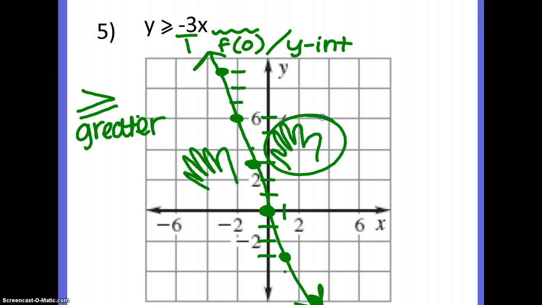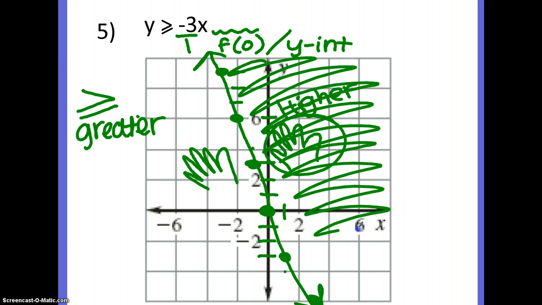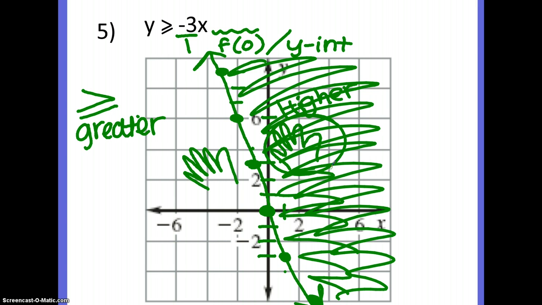This hand is higher, therefore it must be greater. And in this case, we want to shade the greater, so we're going to shade everything on this side as solutions to the inequality. So I could pick a point again and check it.